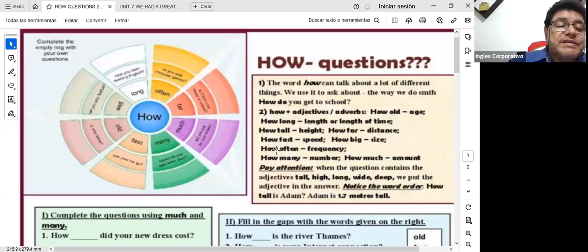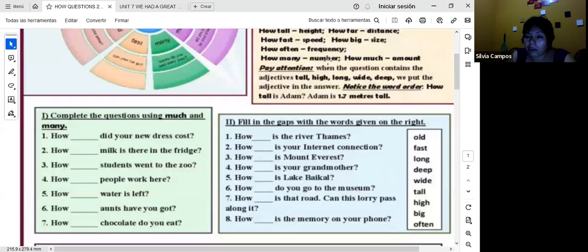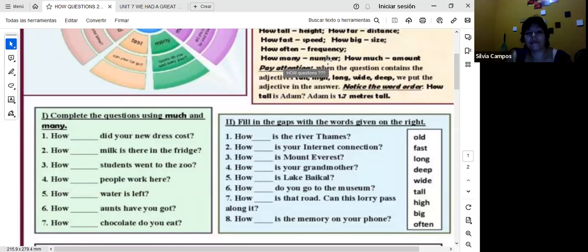On exercise one, it says complete the question using much or many. So you're going to make how much or how many. But remember, read the answers first, and according to the answer, you are going to use how much or how many. Remember, how much you cannot count. How many you can count. Think about it. Take your time.